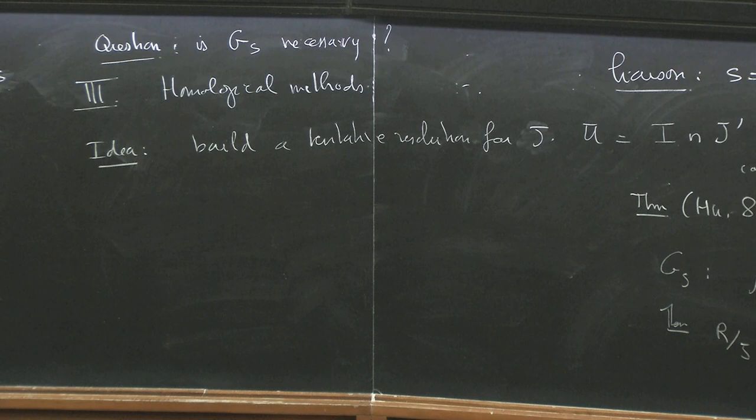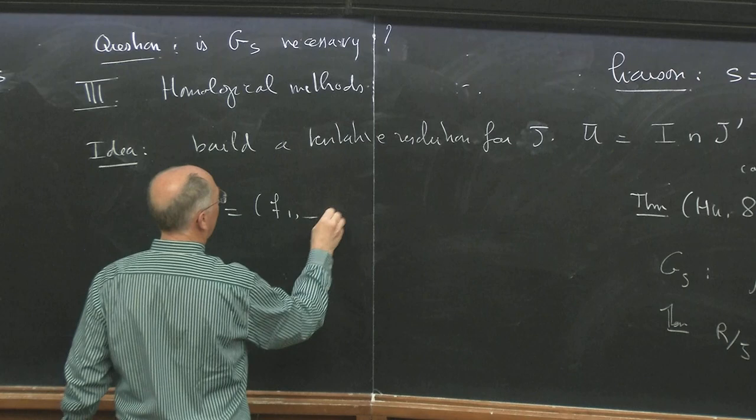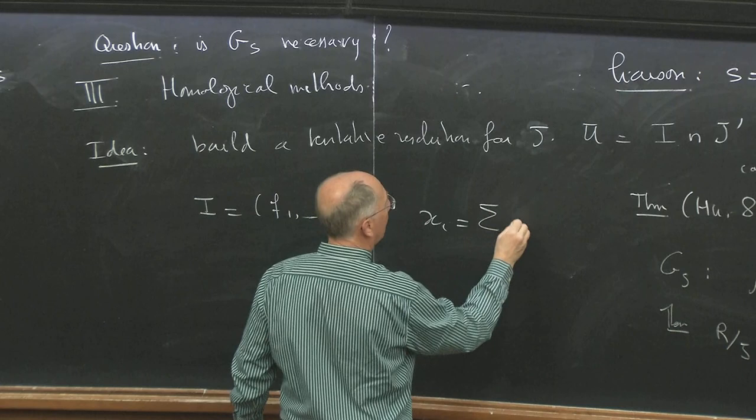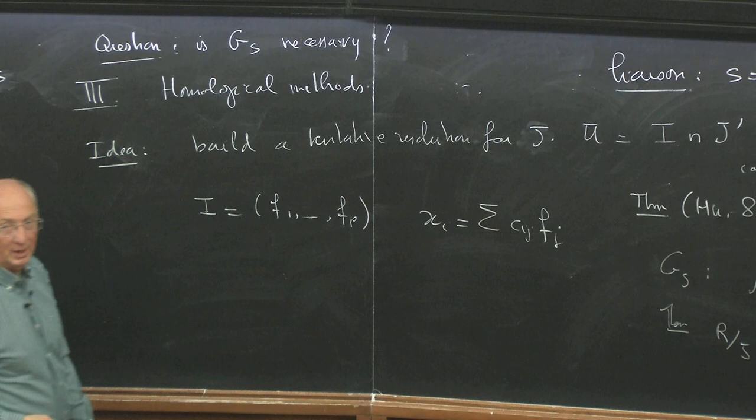So now you have your ideal, I recall it's F1 to FP, okay? And you have your elements, and so your elements X_i, you can write them as a sum of some coefficients C_ij times F_j, okay? It's not in a unique way, but you write them like this, okay?